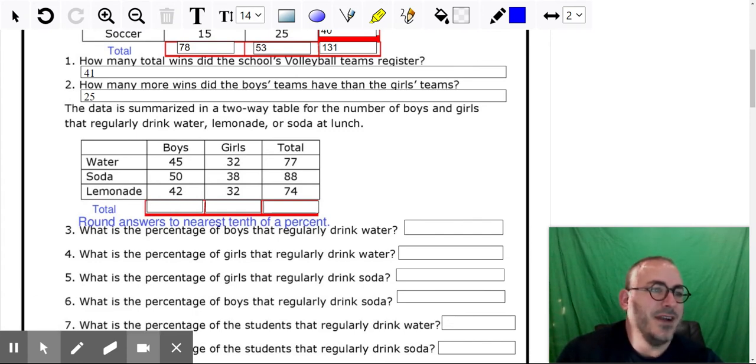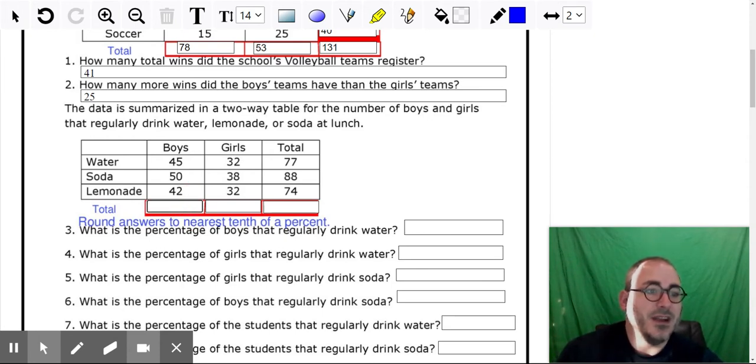So to fill in this one box here, I'm going to add these columns together. This 45 number represents the number of boys that drank water. This 50 represents the number of boys that drank soda. This 42 represents the number of boys that drank lemonade. This 32 represents the number of girls that drink water, and so on. This 38 is the number of girls that drink soda, and this 32 is the number of girls that drank lemonade. These are the totals. This 77 is the total students that drank water. This 88 is the total students that drank soda. This 74 is the total students that drank lemonade.